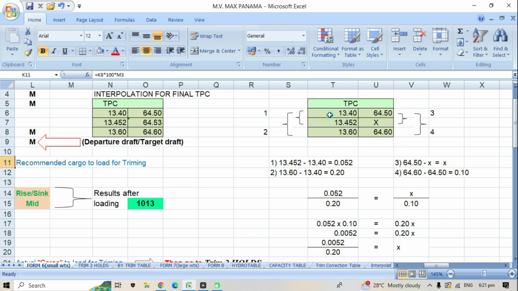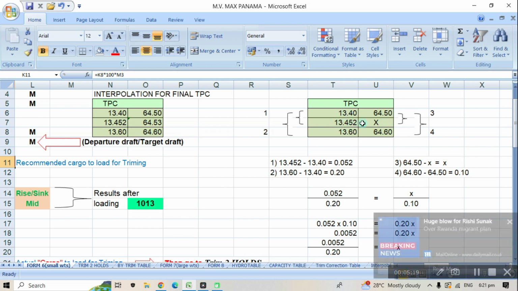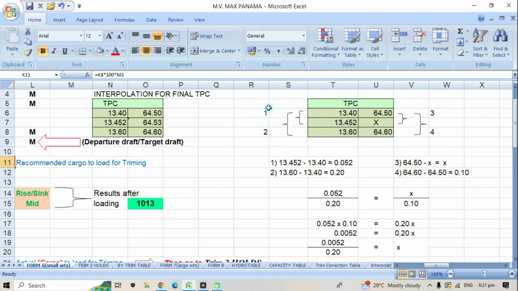First thing we do is subtract on the upper part. You can choose the lower part or the upper part, but I chose the upper part. So number one: 13.452 minus 13.40 is 0.052. Number two, the extremes: 13.6 minus 13.4 equals 0.20. On the other side, this would be x because we don't know the value, so you put x here, number three.